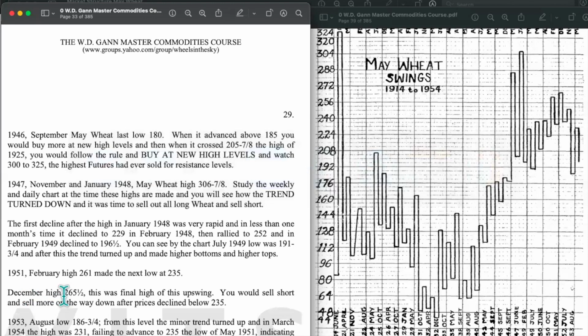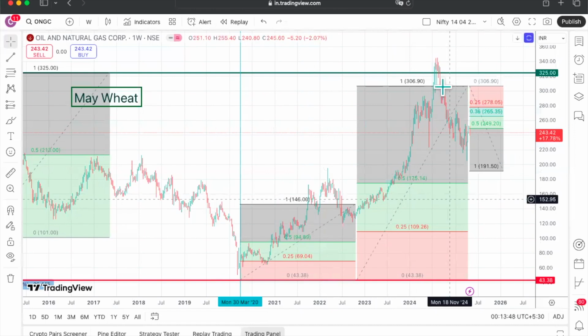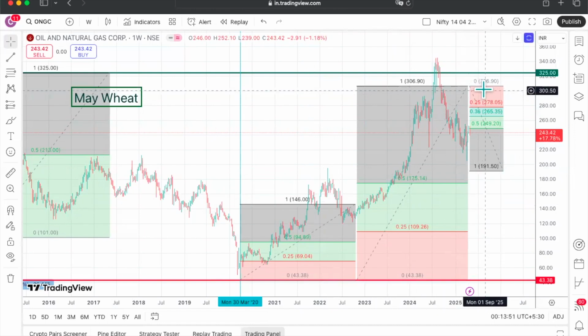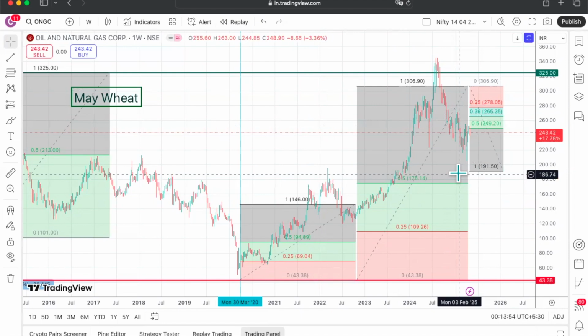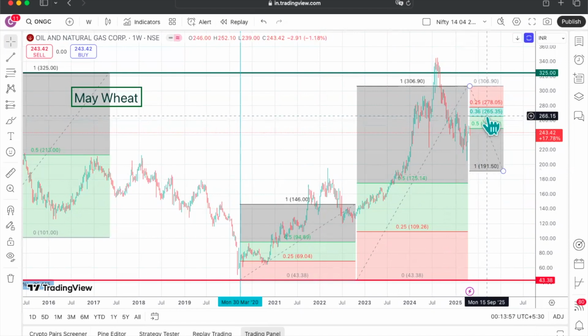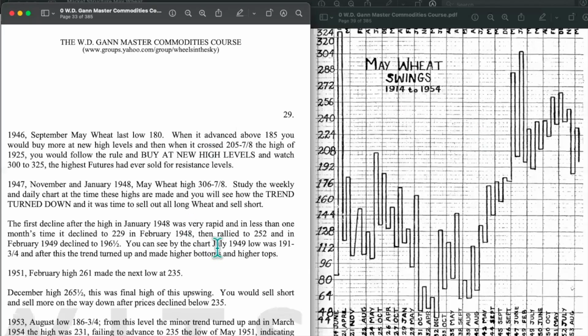Now, the December high of 265 and a half, if we plot this on the chart from the high of 306.9 to the low of 191.5, comes to somewhere around a level of 0.36 or 0.35, which can be considered accordingly, but again between the 50% level and our 25% level, which is again something critical for us to note down. This is how we would be able to plot all these things together on the chart.